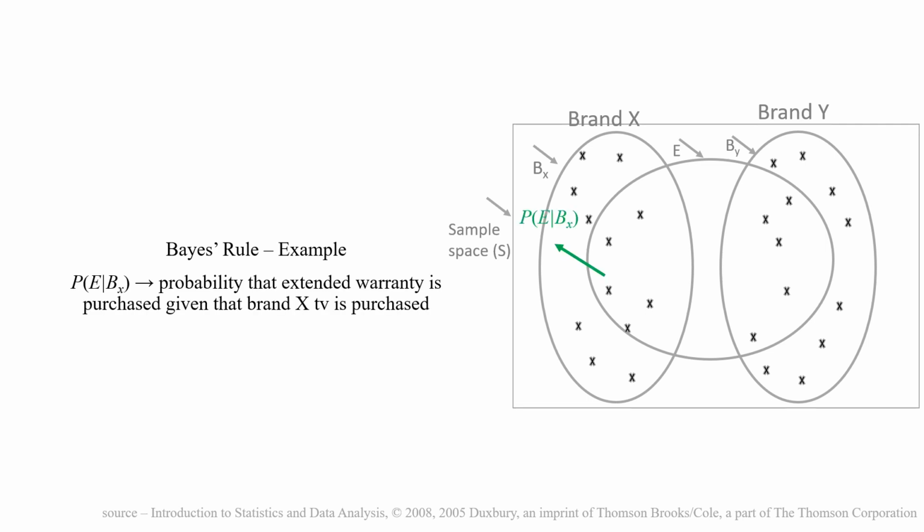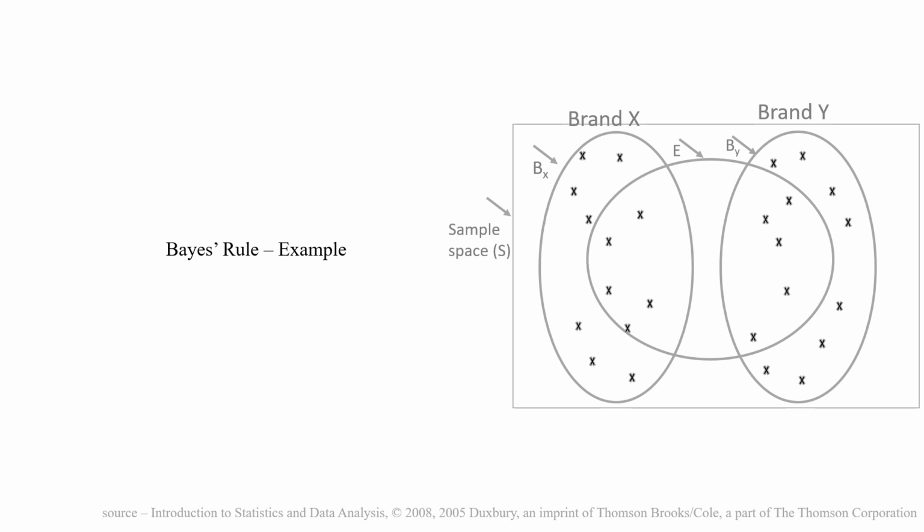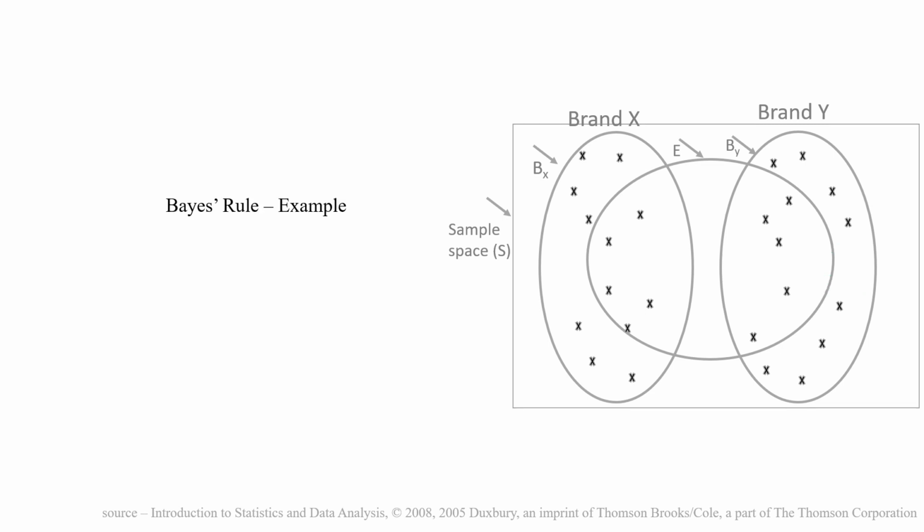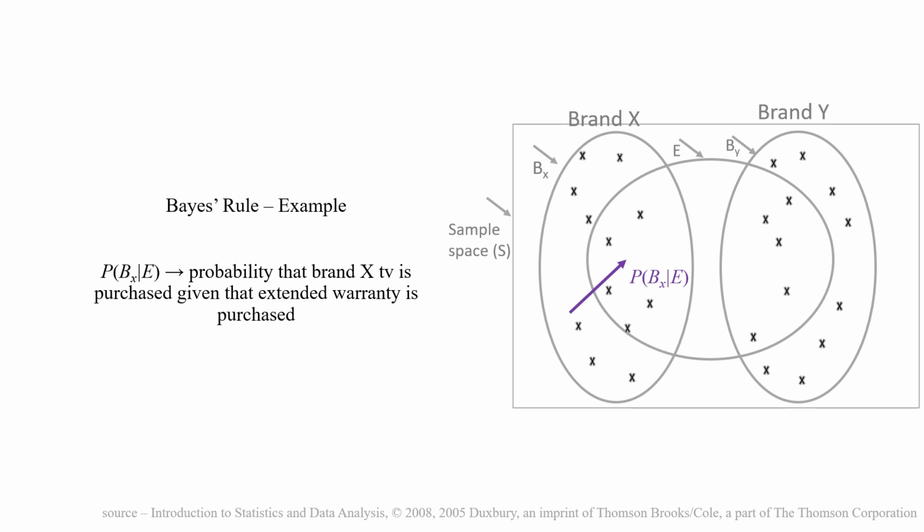Probability of E given Bx is the conditional probability that extended warranty is purchased given that brand X TV is purchased. Probability of E given By is the conditional probability that extended warranty is purchased given that brand Y TV is purchased. Probability of Bx given E is the conditional probability that brand X TV is purchased given that the extended warranty is purchased. Probability of By given E is the conditional probability that brand Y TV is purchased given that extended warranty is purchased.